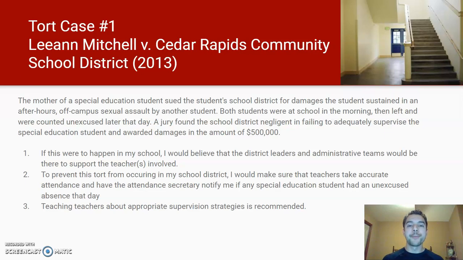What ended up happening is these 2 individuals went to a friend's house, and it was during that time that the female freshman student was sexually abused by the male senior student. The mother of the female freshman was so enraged with what had happened, and that she apparently was not notified that her daughter had left school, that she filed a lawsuit against the school district, and she ended up winning.